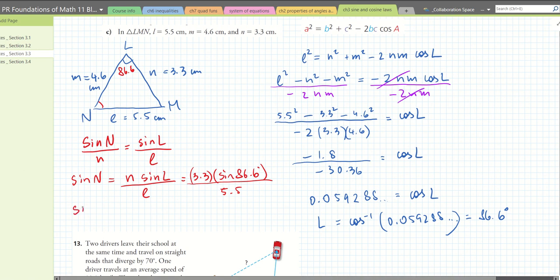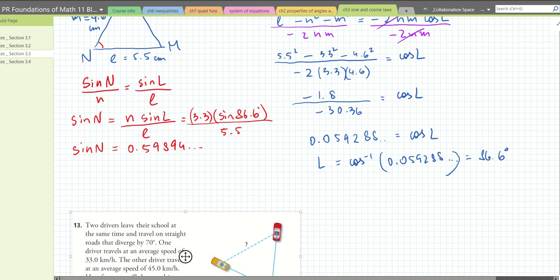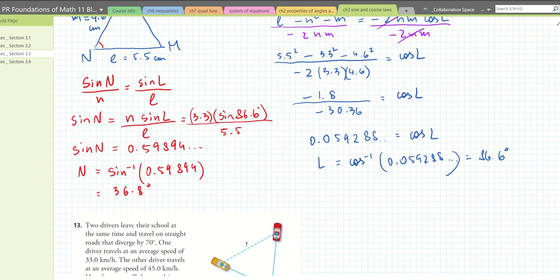So that's again the sine of angle n. It's not the angle n itself. 0.59894 and so on. So again, that's still not the angle. So the angle n is going to be the inverse of this number. So sine inverse is 36.8. Okay? So now that you know the angle n, we can find the last one by just subtracting.